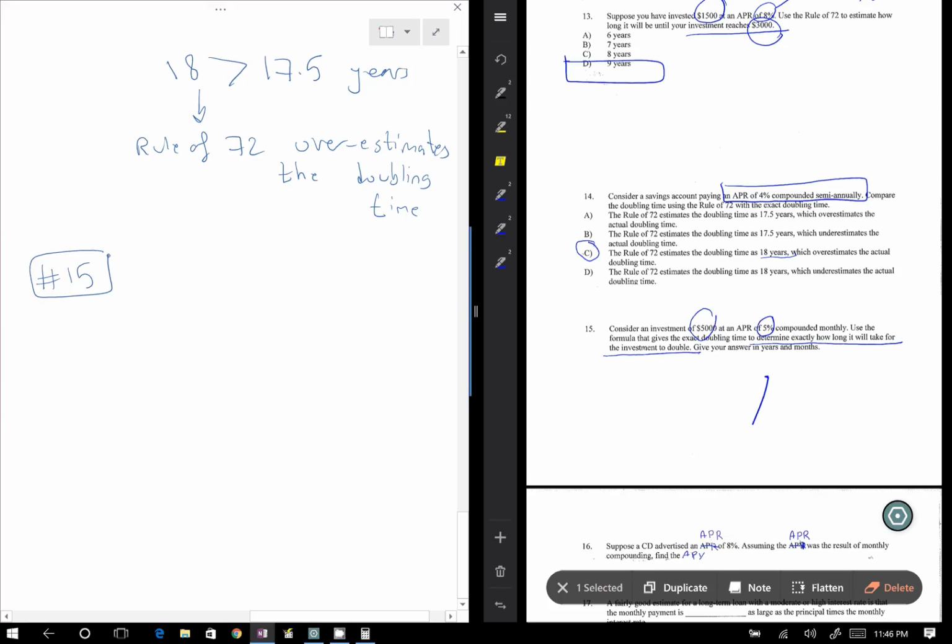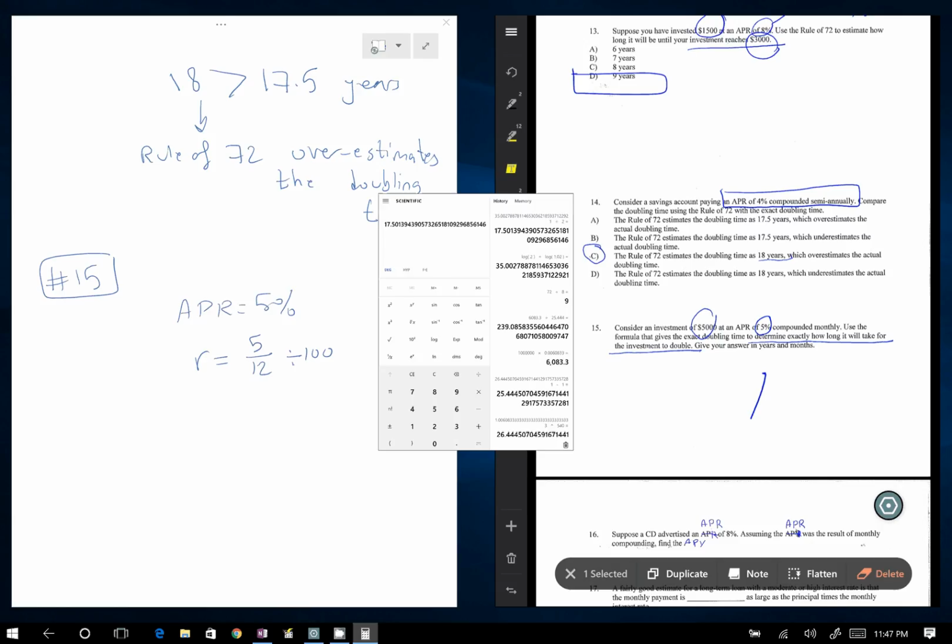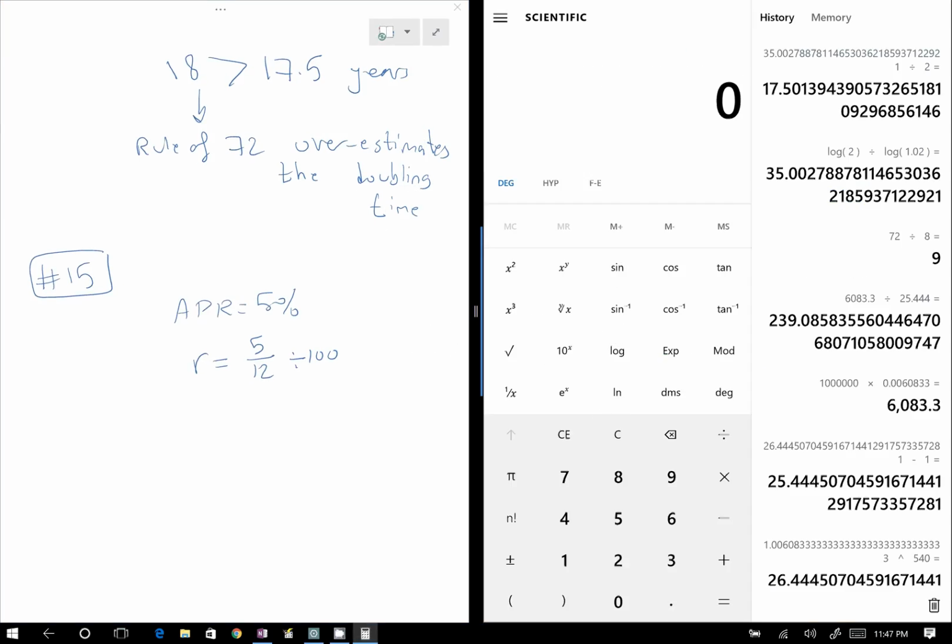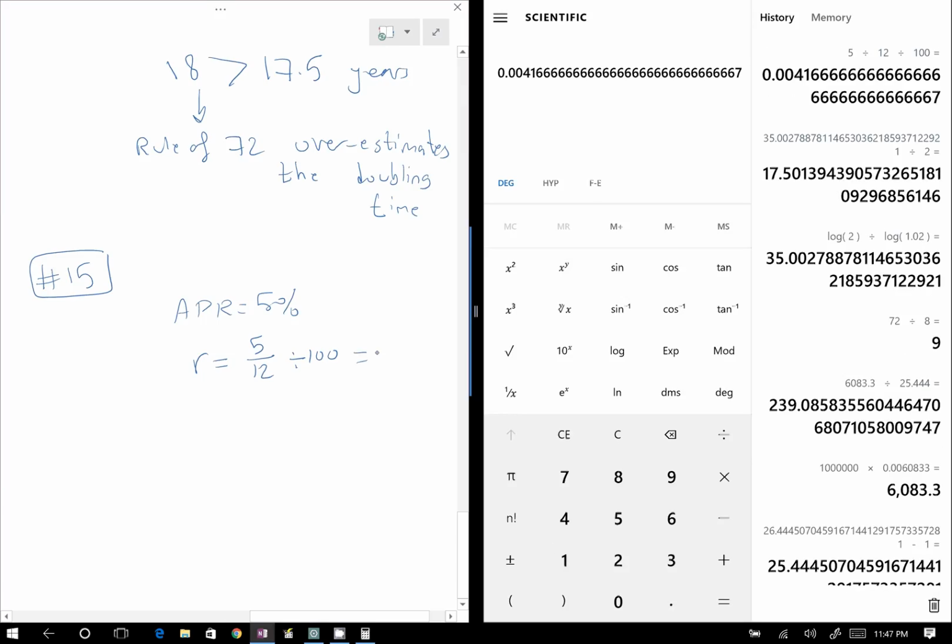Number 15. I don't care about the initial investment. I care about the APR, 5%. I need the exact formula, so I need to calculate r, which is equal to 5 divided by 12 divided by 100. Five divided by 12 divided by 100 is 0.0416. Okay.